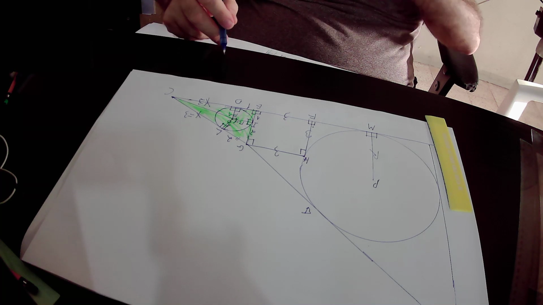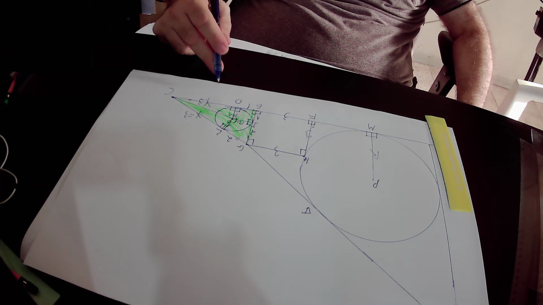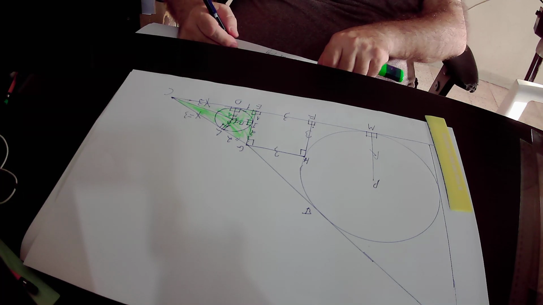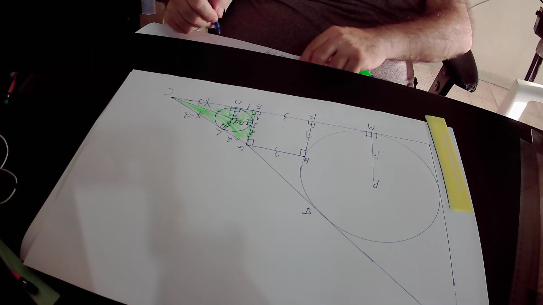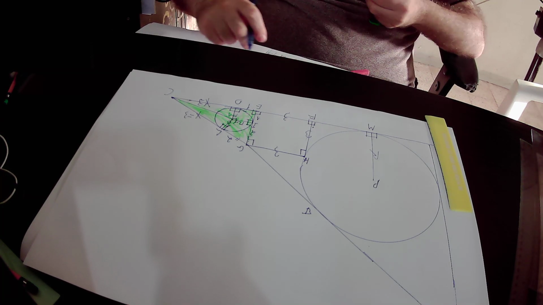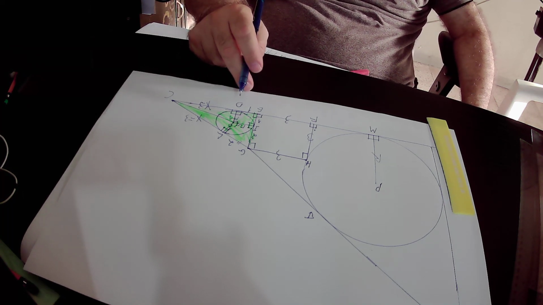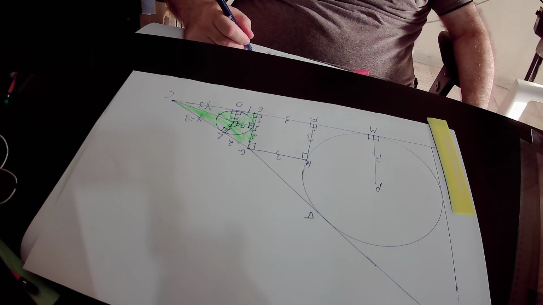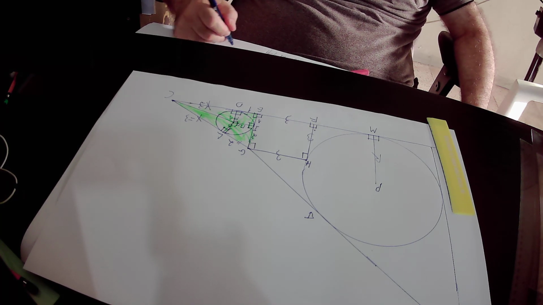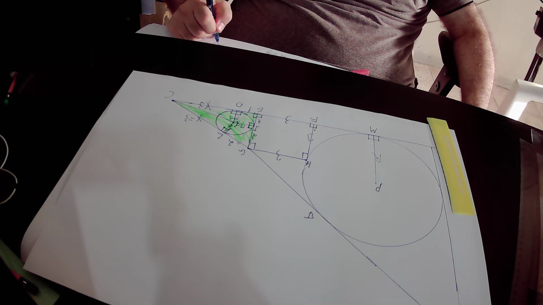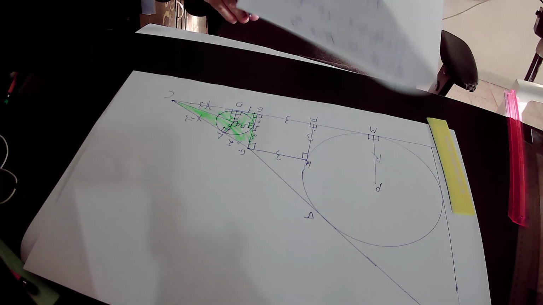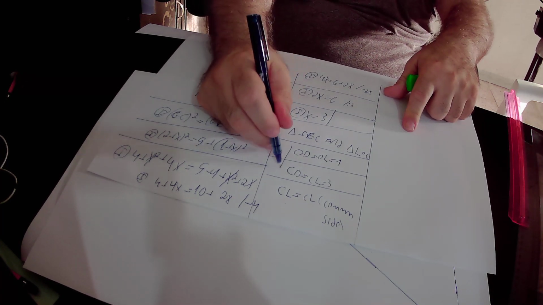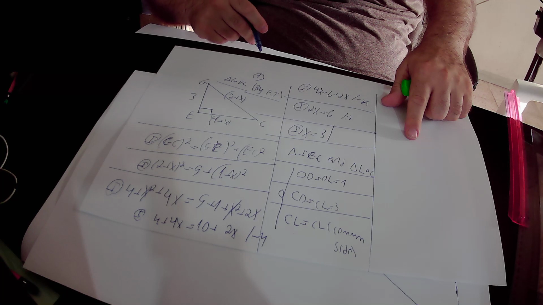In addition, DC or CD equals CL equals 4 units according to rule number 2. CD equals CL equals 3. And finally, we have CL, which is a common side that belongs to both triangles. So CL equals CL, a common side that belongs to both triangles. So we actually proved that the two green right triangles are congruent according to the side, side, side rule also.